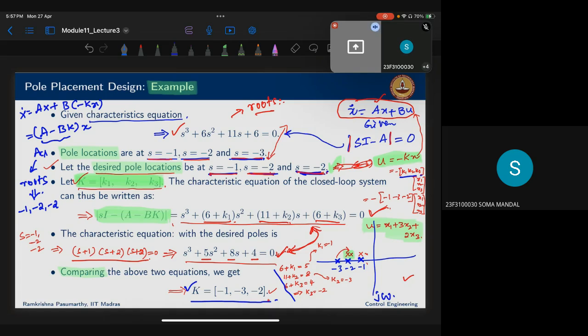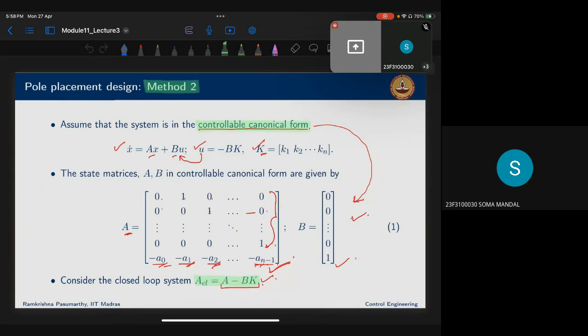Okay, let's go to the next topic. Is this clear? Any doubt in this method? So we call this pole placement design method one. This is easy when the polynomial is of order less than or equal to 3. Then method 2.